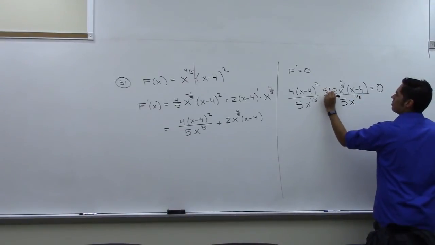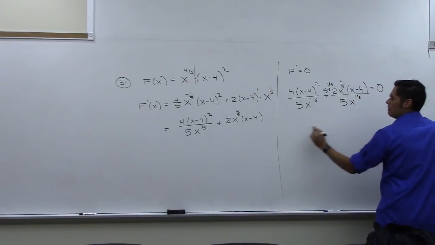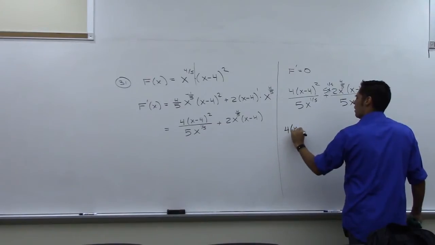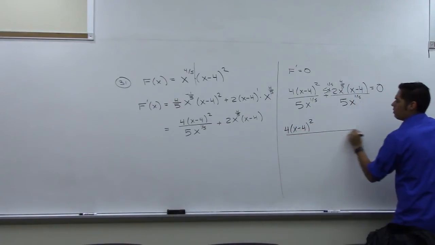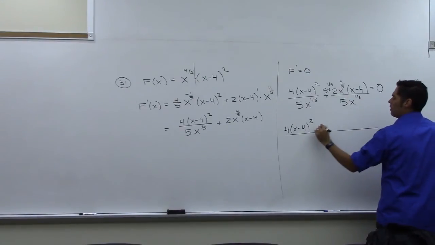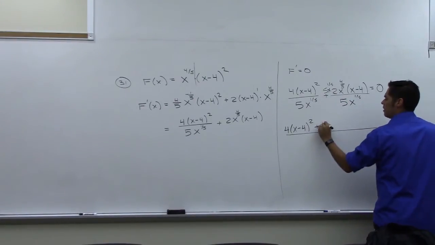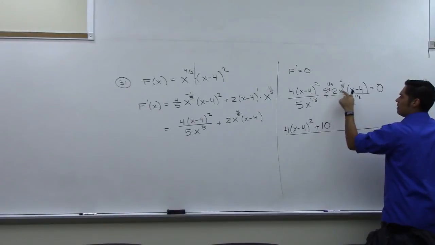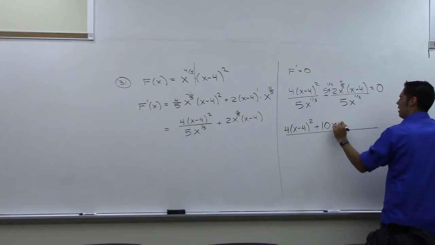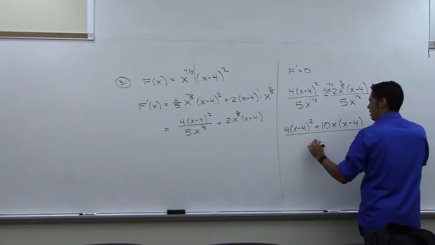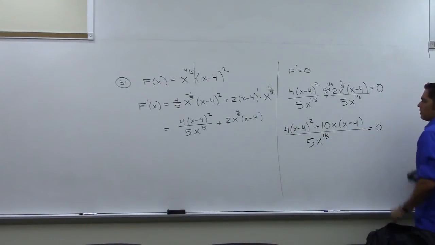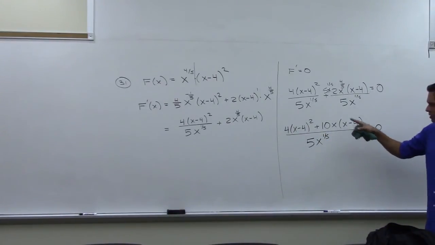Here's a 5x to the 1/5 here. This gives me 4x minus 4 squared. It's going to be all over. Now, when I multiply these together, I get plus, this is still 5 times 2, that's 10. It's still x to the 5th times x to the 4/5, that's still x, but now I have x minus 4. All right, and then over the common denominator, which was 5x to the 1/5, equals 0. Then all I have to do is set the top to 0.